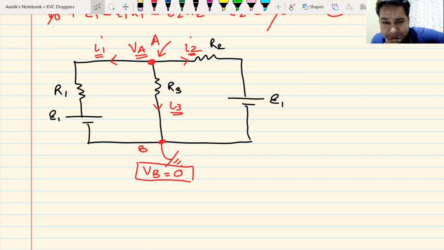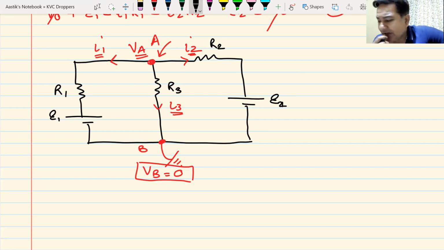Yes, tell me. So that is E1 or E2. Oh, that has to be 2, no? Make it 2. That has to be 2. Sir, VA equal to E1 by R1 plus E2 by R2 divided by 1 by R1 plus 1 by R2 plus 1 by R3. That is correct.